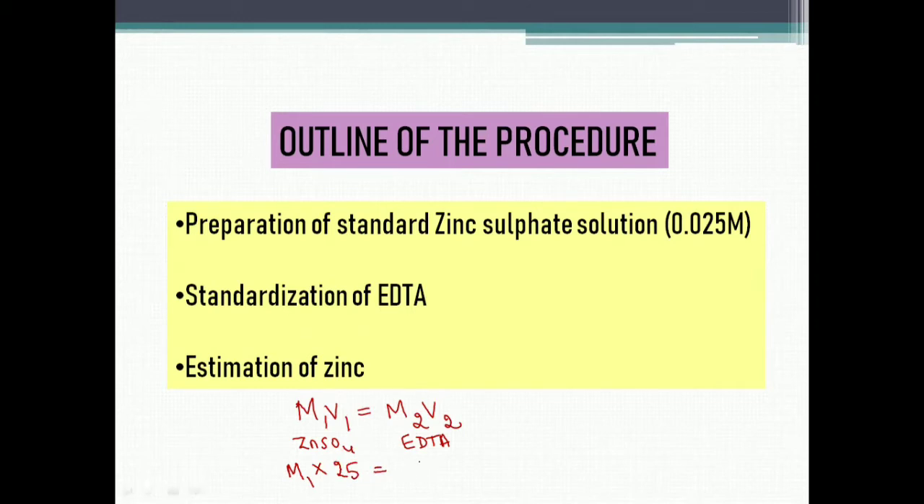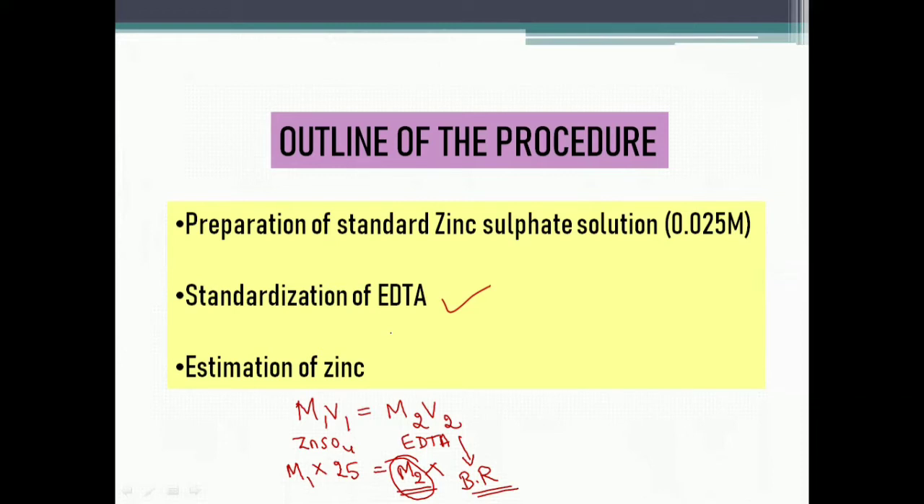Next, molarity of EDTA. This we find out in the second step since we are going to standardize this EDTA. So we can substitute this molarity, which is approximately equal to 0.025 molar, and the volume we take is nothing but the burette reading. This molarity is already known because we find out this value in the second step of the experiment. So by knowing all these different values, we can find out the molarity of this given zinc sulfate solution.